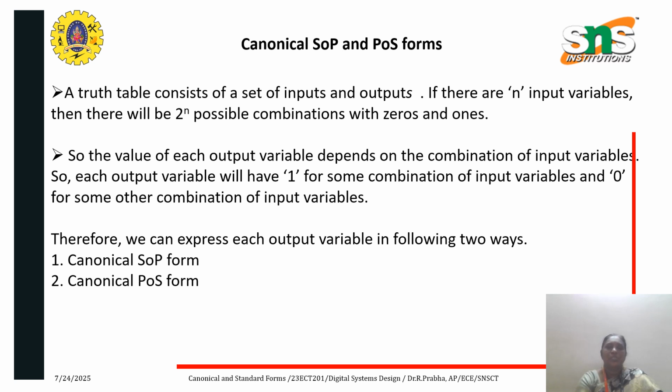So the next is canonical SOP and POS forms. Consider a truth table which consists of a set of inputs and outputs. If there are n input variables, we know that there are 2 power n possible combinations of the inputs with zeros and ones. The value of each output variable depends on the combination of input variables, and the output variable will have 1 for some combinations and 0 for some other combinations. And therefore, we express the output variable always in two forms: canonical SOP and canonical POS form.